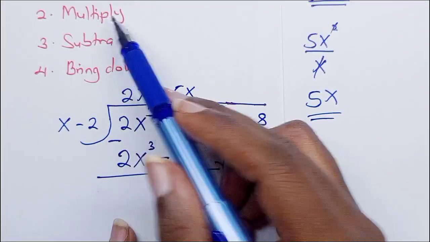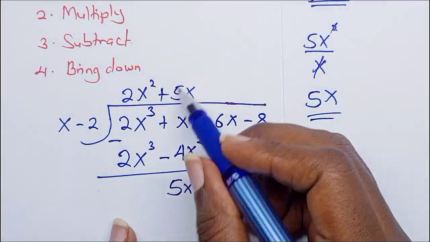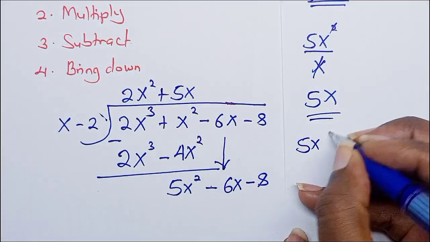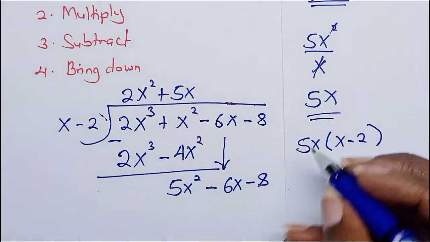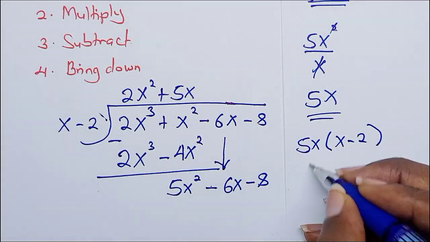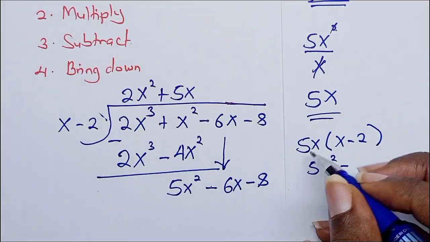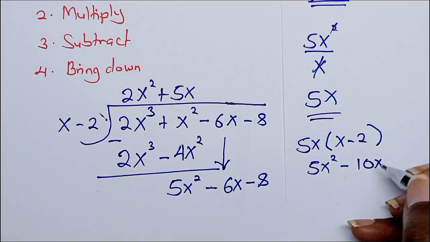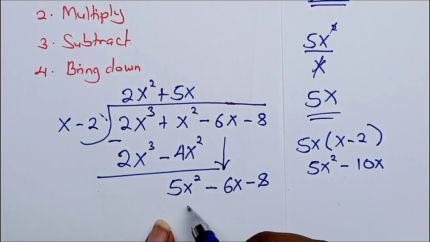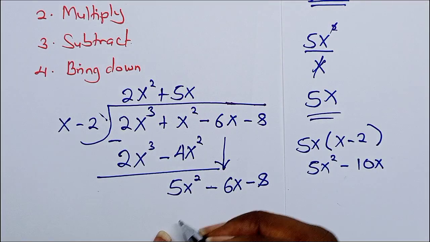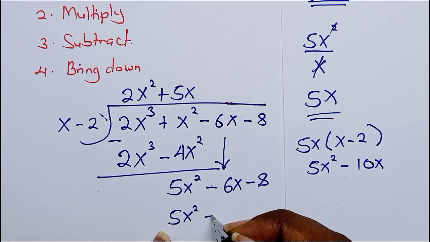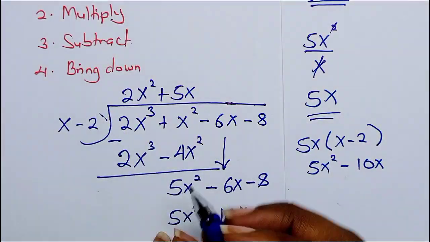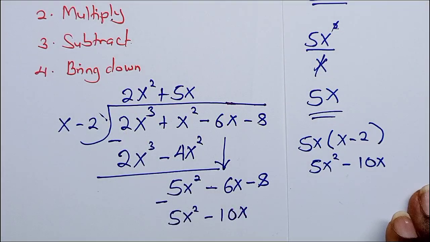After dividing, we multiply. Now you multiply that answer times the whole divisor. So 5x times x minus 2. So we shall have 5x times x is 5x squared, minus 5x times 2 becomes 10x. So this answer is what you put below here. So it will be 5x squared minus 10x. So after multiplying, you subtract. So we shall subtract this.